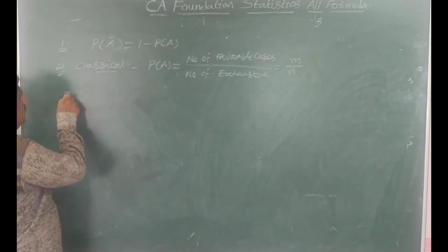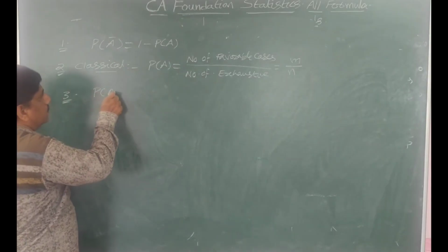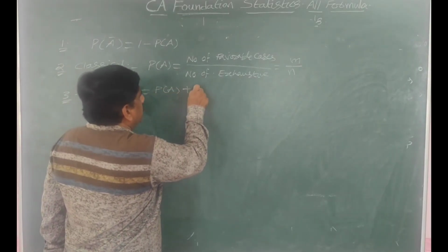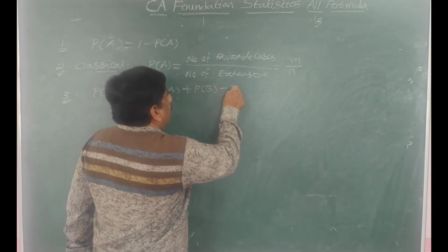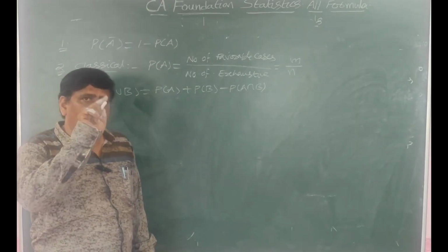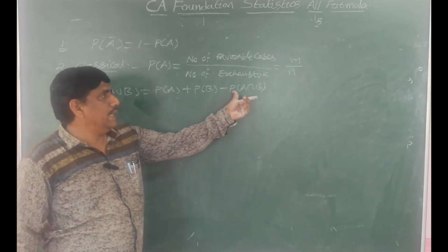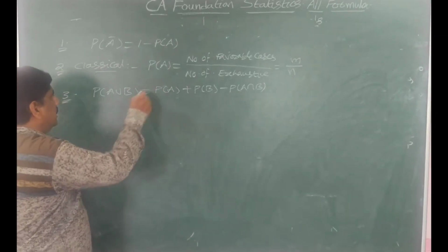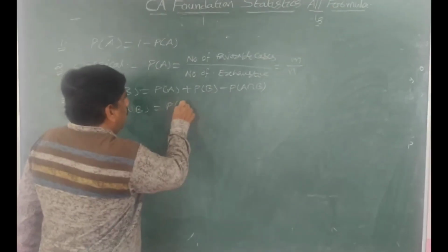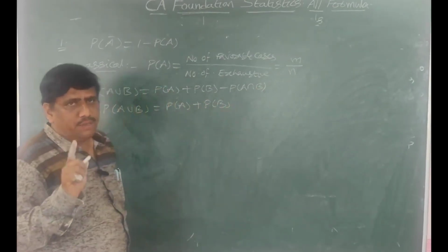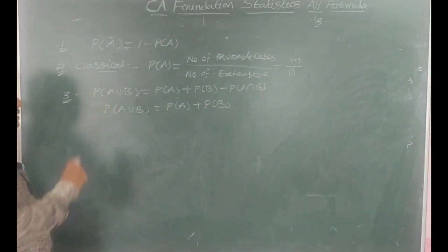And after that, addition theorem of probability, which is P of A union B equal to P of A plus P of B minus P of A intersection B. Coming to this formula, if A and B are mutually exclusive, A intersection B will become 0. In that case, P of A union B will become simply P of A plus P of B. So this is addition theorem of probability.